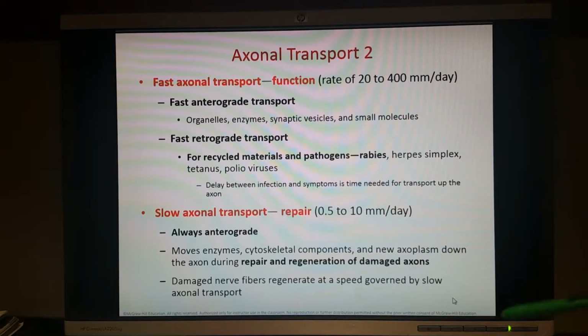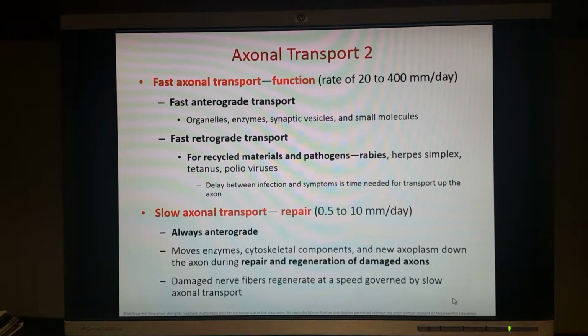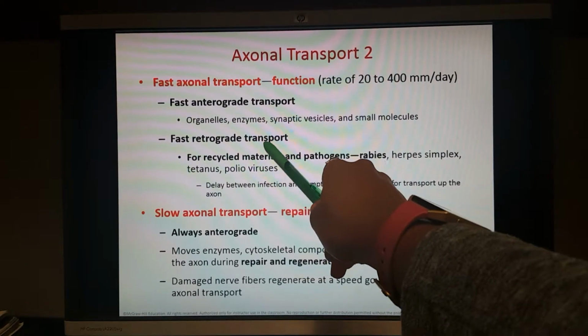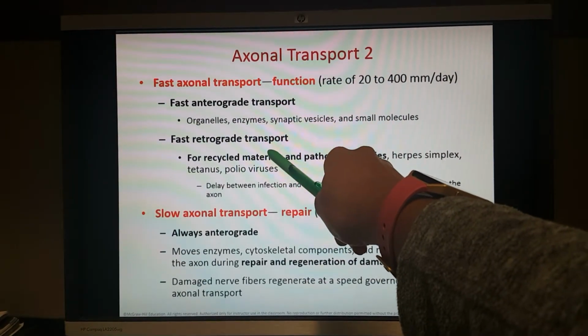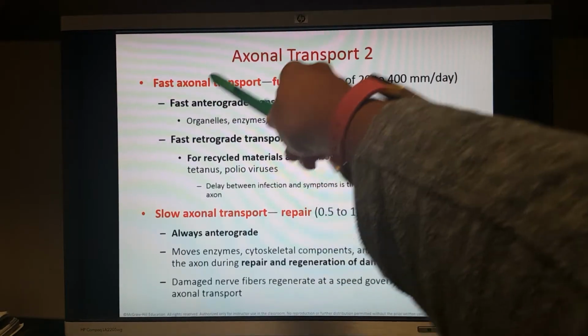In the opposite case, your fast retrograde transport, anything that needs to be recycled. So earlier when we talked about the acetylcholine neurotransmitter, it's broken down by acetylcholinesterase. Those bits and pieces and parts are traveled back up to your neurosoma using fast retrograde transport. Then it's reassembled and then sent back down using fast anterograde transport.